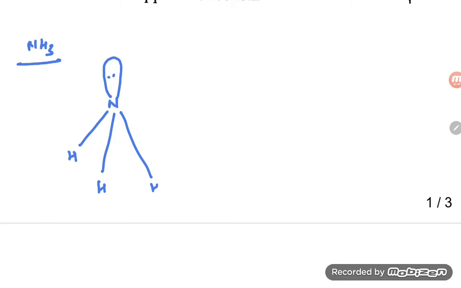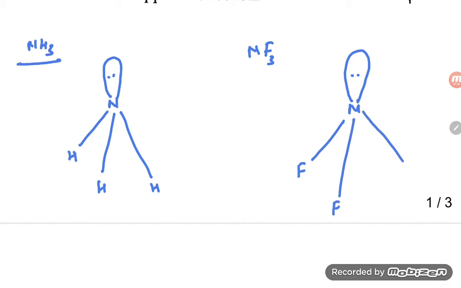See students, if you talk about the NH3 structure, how is the NH3 structure? There is a lone pair of electrons, and there are 3 hydrogen atoms like this. Similarly, if you talk about NF3, N has a lone pair of electrons, but here there is fluorine, again a fluorine, and another fluorine.